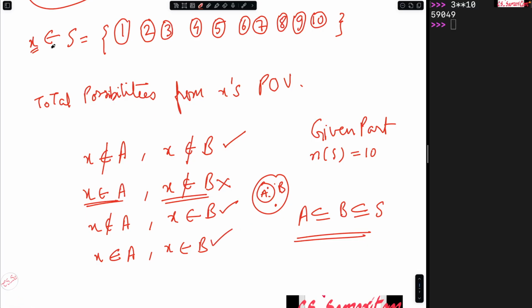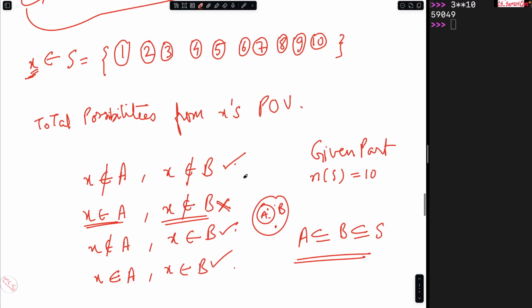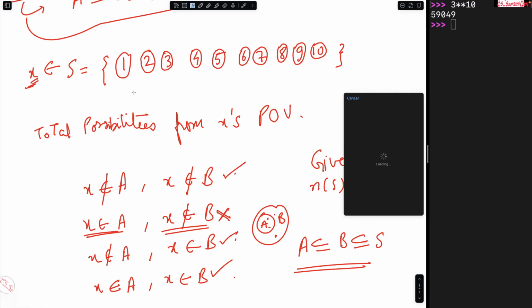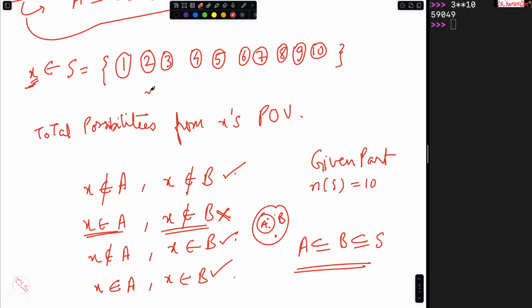So for every x, these 3 possibilities are possible while this one is not. What does that mean? It is comprehensive because every single element has been considered. It is not that any single possible case has been ignored. So a single x can take 3 possible values.